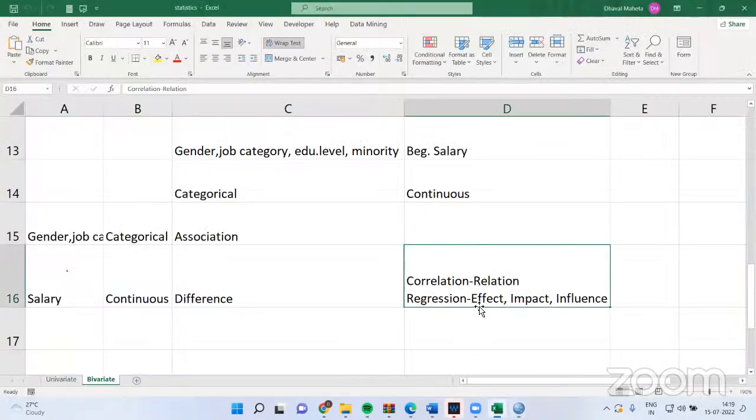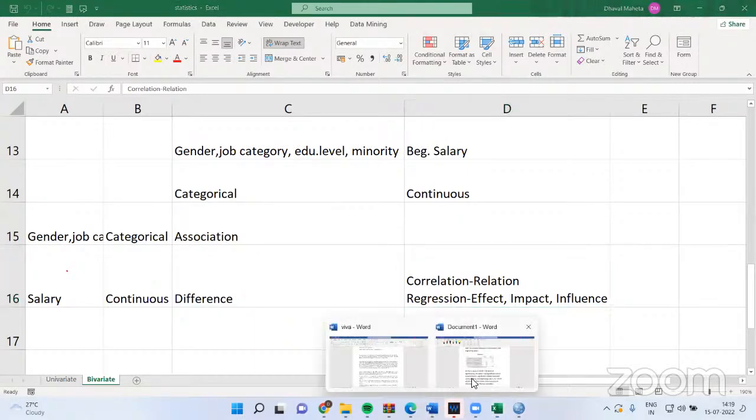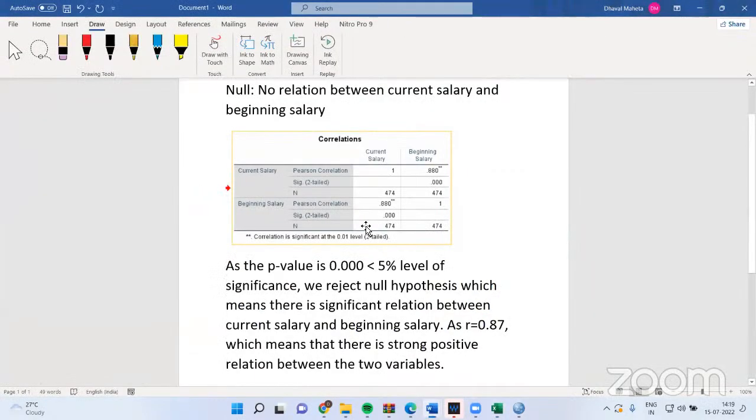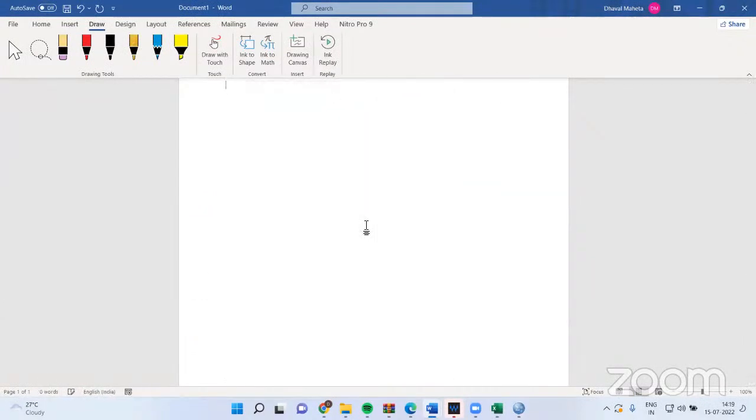Now, the only thing which is left is regression, right? Now, we use regression when I feel that one variable is affected by many variables. So here the relation is one variable is affected by many variables.